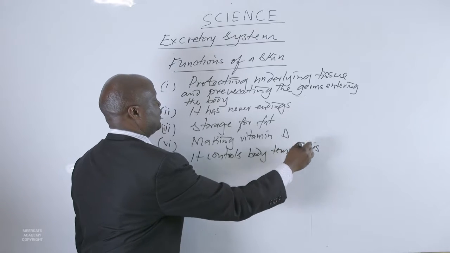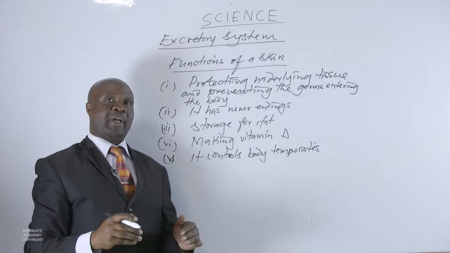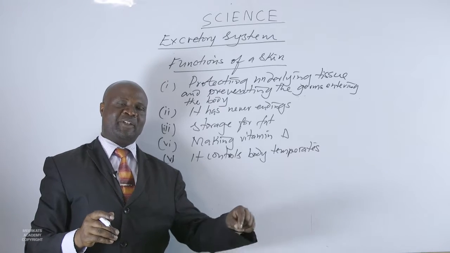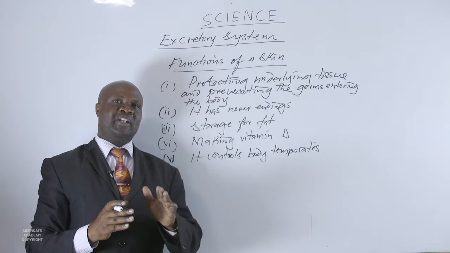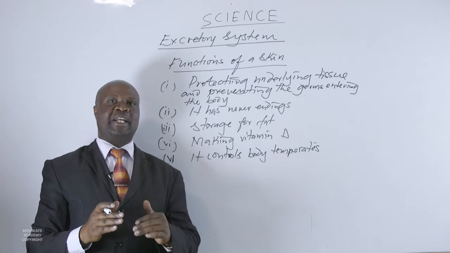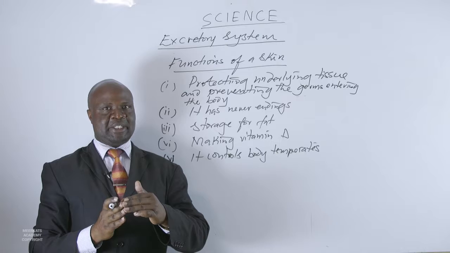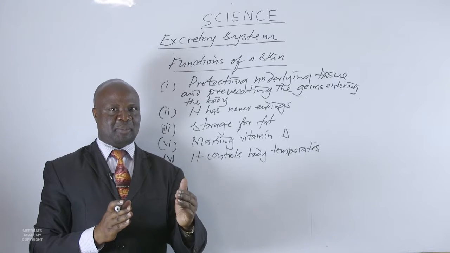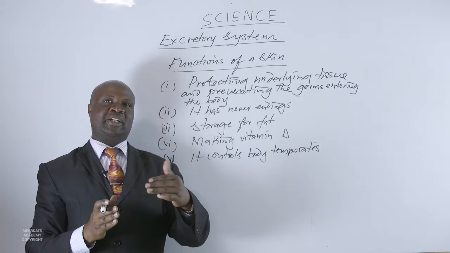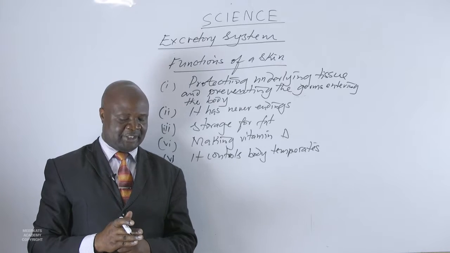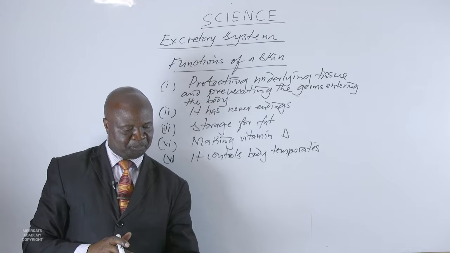When we say it controls the body temperature, we had shown through the diagram of the skin what the hair is, the hair follicle and so forth. Depending on the positioning of this hair, it can trap the heat so that heat is not lost very fast to the atmosphere, or it can lie flatly on the skin so that the heat is lost very fast to the atmosphere.